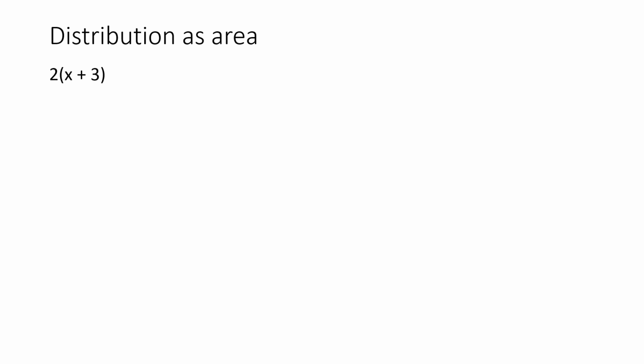Now, up to this point, we have done what's called distribution, and this relates to area as well. If you're looking at this problem here, most of you would do it this way. You'd say, I have to distribute that multiplication through the parentheses. So 2 times x is 2x, and 2 times 3 is 6, and you would say that's 2x plus 6.